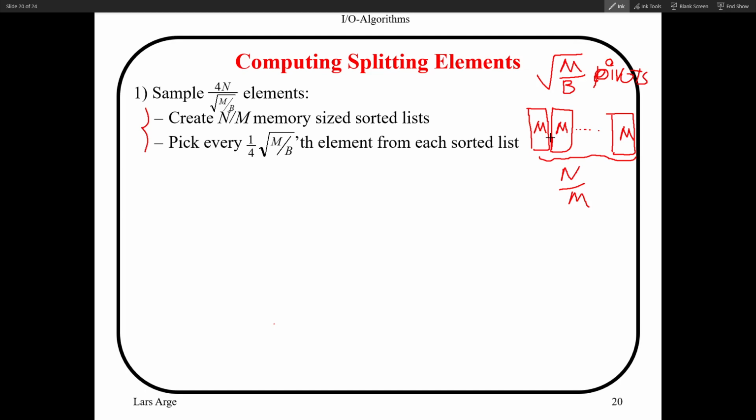Once this is sorted, we pick this many elements evenly from the sorted list. Assuming that these elements are sorted, we pick elements at these positions, and from every list I pick that many elements. So how many elements do I pick in total? Well, I have N over M lists times a quarter of square root M over B.